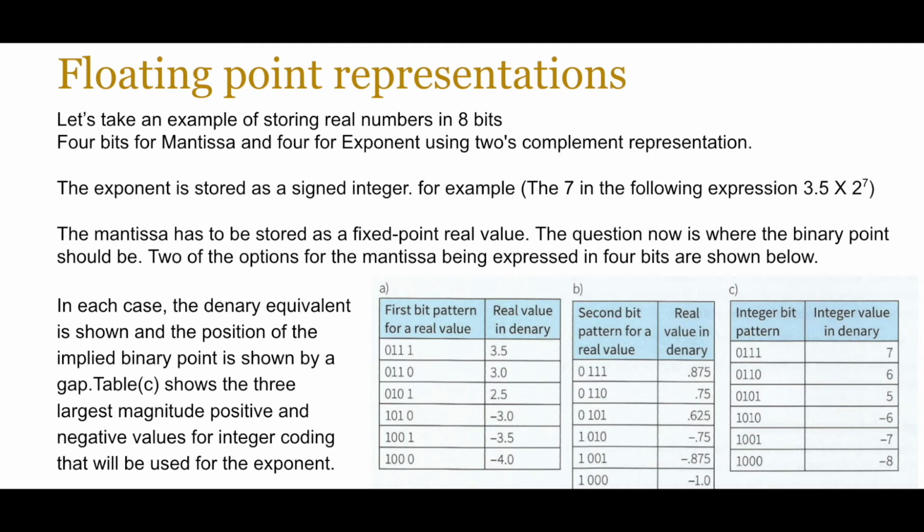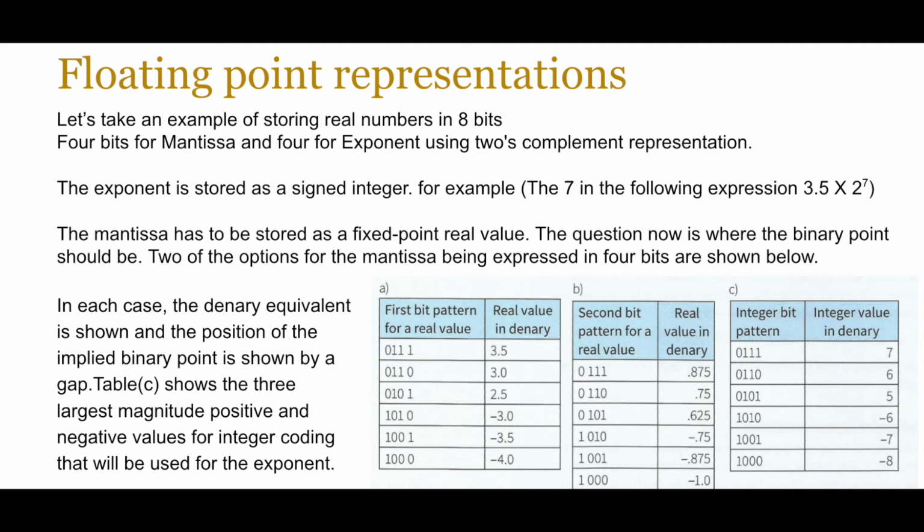Let's look at the next one: 1, 0, 0, space 1. So the one towards the right hand side is obviously 0.5, and the one on the left hand side is minus 4. Minus 4 plus 0.5 gives you minus 3.5. And the last value in table A is 1, 0, 0, 0, which means that the 1 is minus 4, and the others don't hold a value, so it stays as minus 4.